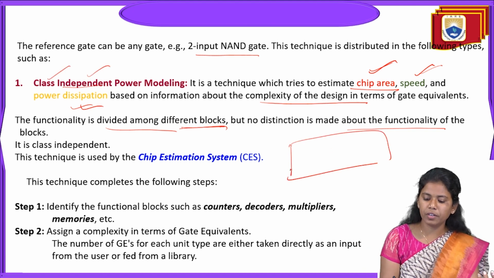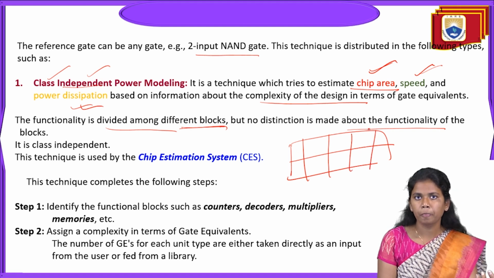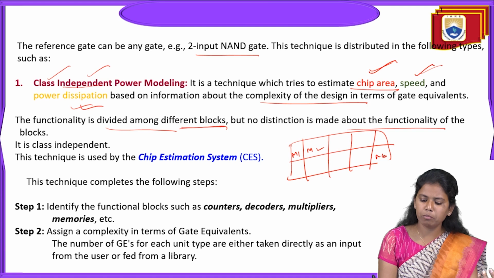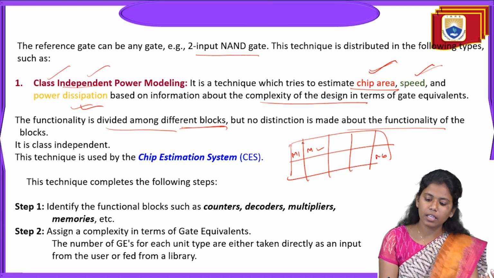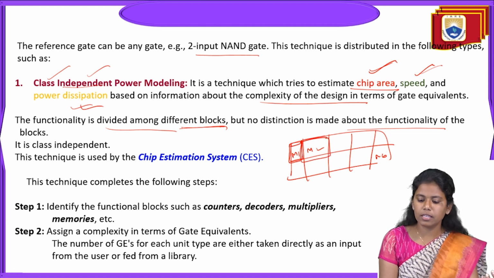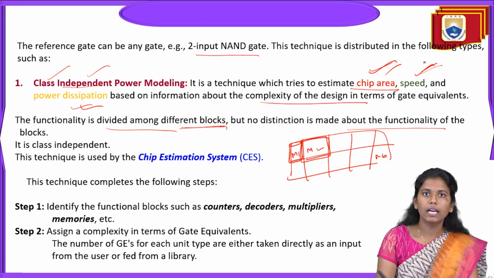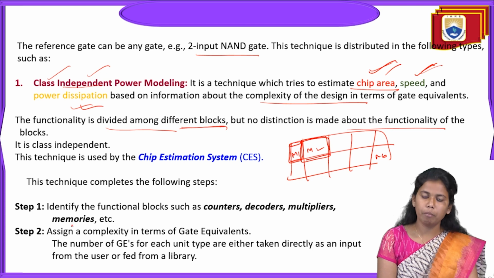So if it is a basic block, a circuit, a module that you have modeled, in this module you have come across many devices, many models from M0 to M6. So here, being a designer, I have to consider each and every block as an independent block, and I have to check all the aspects like speed, chip area as well as the power dissipation. That's how I can say that this is class independent power modeling.